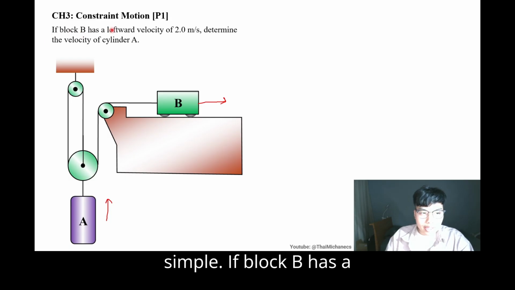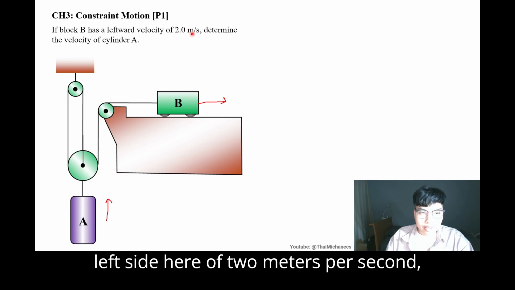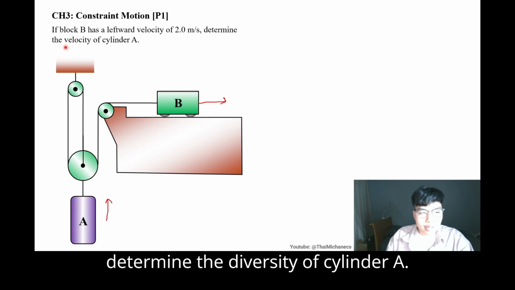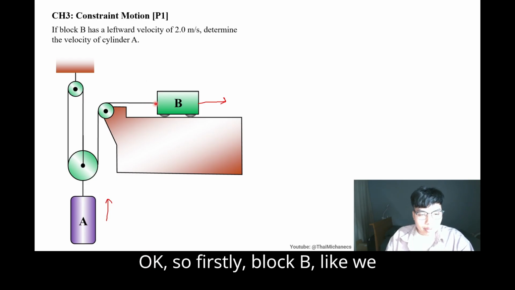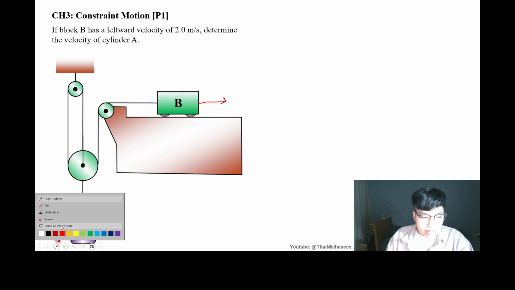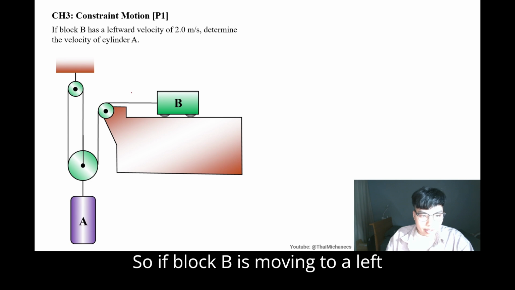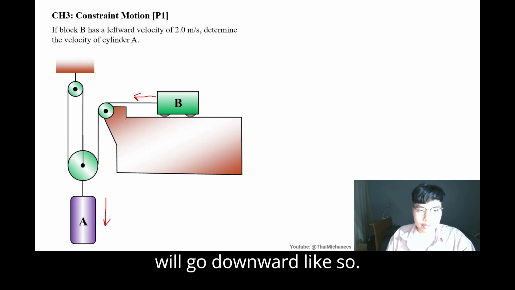If block B has a leftward velocity, meaning going to the left side here, of 2 meters per second, determine the velocity of cylinder A. Firstly, if block B is moving toward the left side, surely block A will go downward like so.